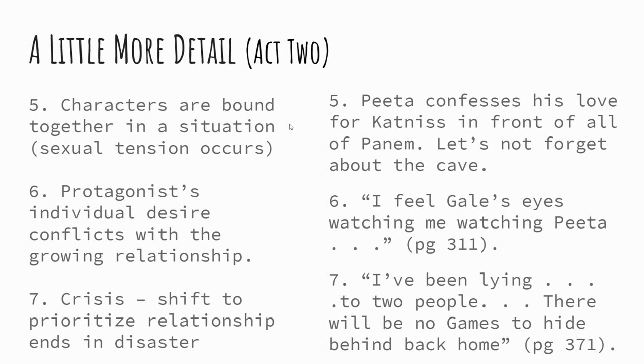If we go into Act 2, the characters are bound together in a situation. There's some tension, sometimes sexual tension. The protagonist's individual desires are at conflict with the growing relationship, and there's a crisis. The shift to prioritize the relationship ends in disaster. Peeta confesses his love in front of Panem, at the games. That certainly ties them together in the situation of the games, and they're in the cave. They're making out in order to get more sponsors, in order to get the audience to side with them. There's still the individual desire. She feels Gale's eyes watching them. And then we see this idea that the games were the thing that allowed her to act in a romantic manner towards Peeta, but there's no games back home, and she realizes she's been lying to 2 people. We've got this idea that prioritizing the relationship is going to end in disaster.